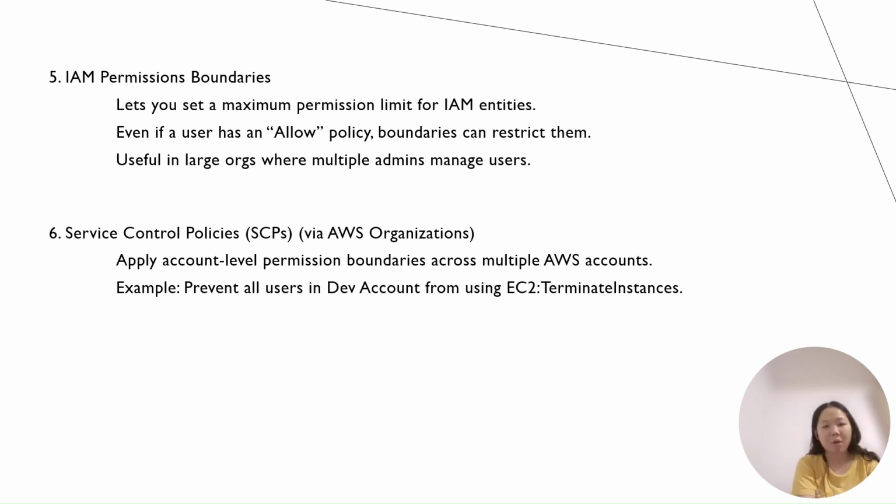IAM Permission Boundary lets you set a maximum permission limit for IAM entities. Even if a user has an allowed policy, the boundary can restrict them. Usually it is used where multiple admins manage users. Service Control Policy applies an account-level permission boundary across multiple AWS accounts. For example, prevent all users in the account from using EC2 terminate instances.